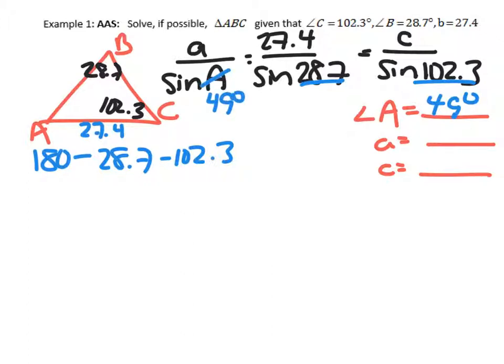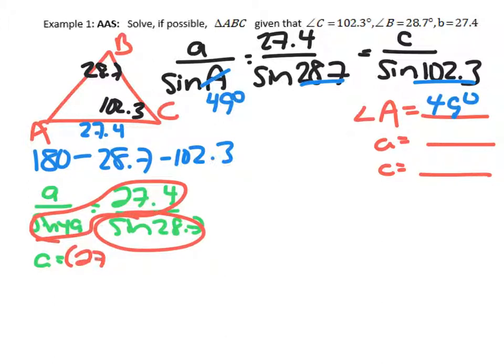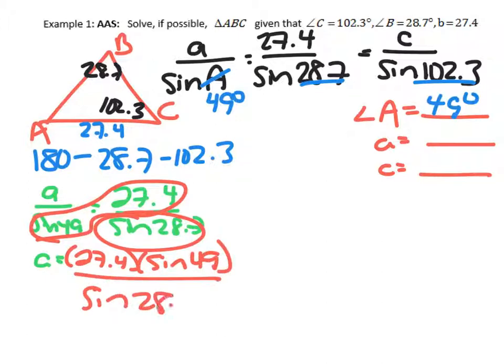Next, I'm going to find the two sides. So my a over sine 49 equals 27.4 over sine of 28.7. So for my a, cross multiply and divide. That's 27.4 times sine of 49 over sine of 28.7. That is going to give you a little a of 43.06.